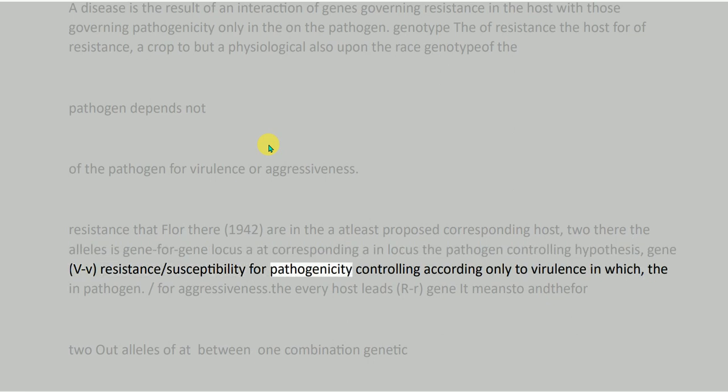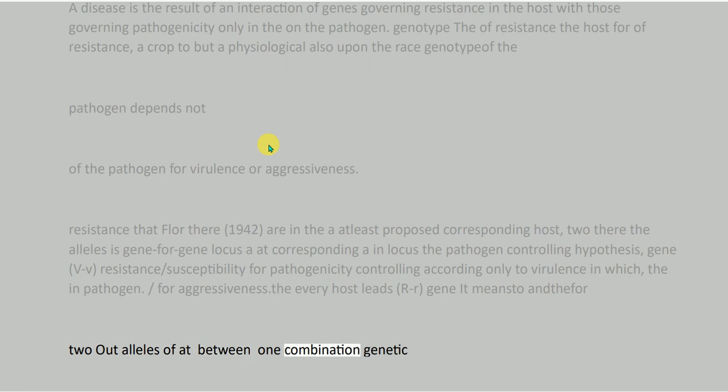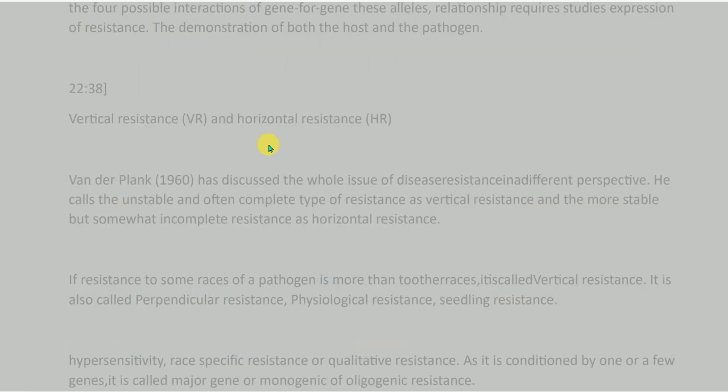For every host gene, RR, and pathogen gene, VV, there are 2 alleles each, which leads to 4 possible genetic combinations. The gene-for-gene relationship requires studies of the expression of resistance, and the demonstration of the genetics of both the host and the pathogen.